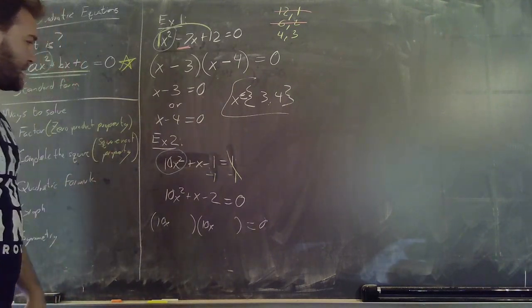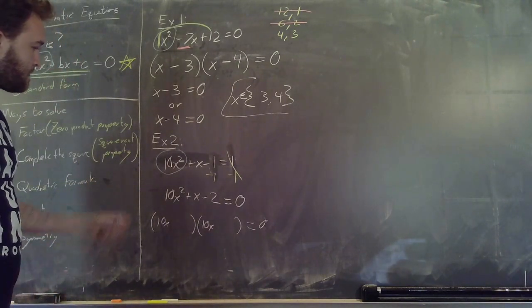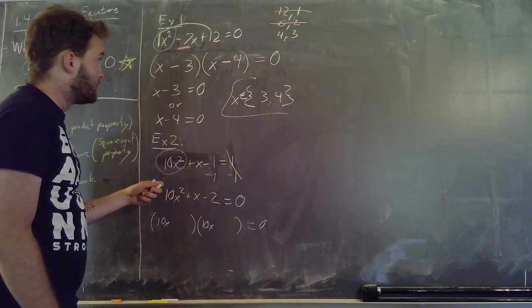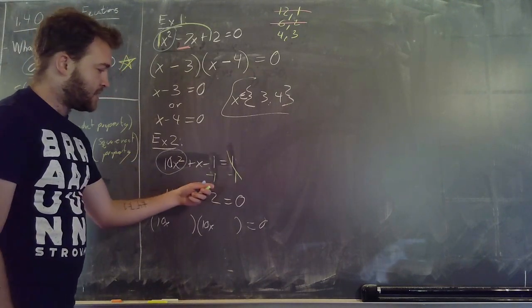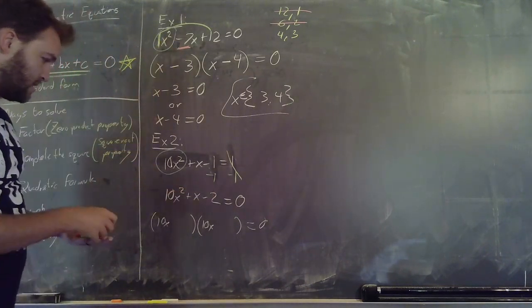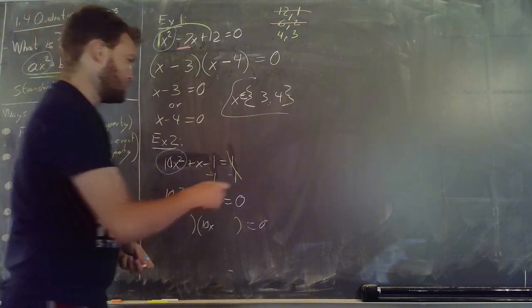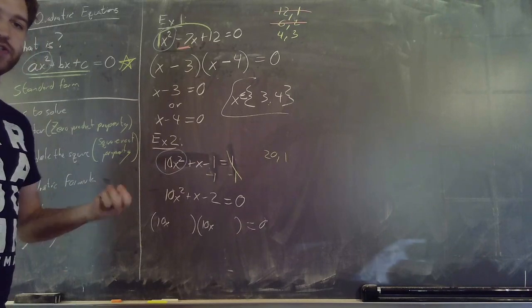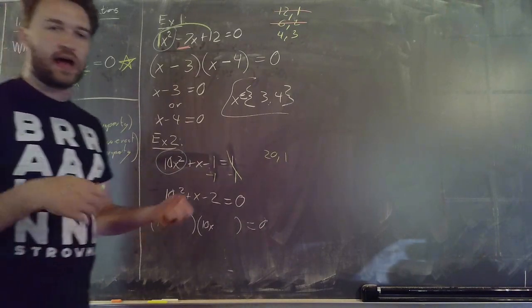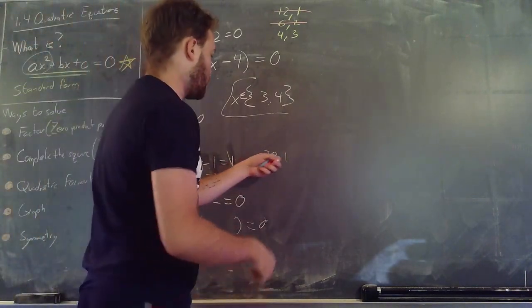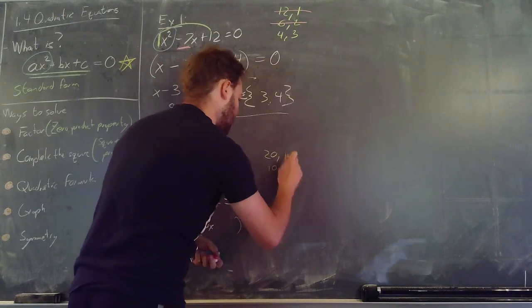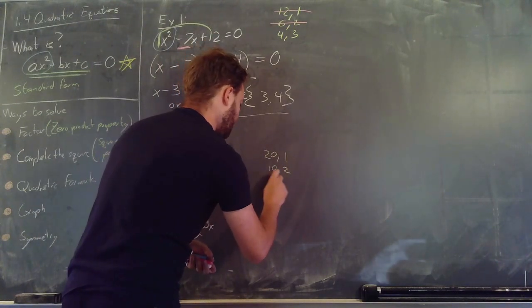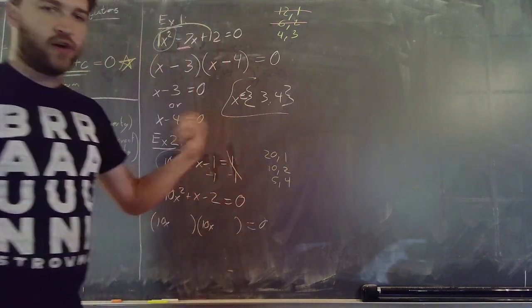Next, what I can do is multiply the leading coefficient by the constant, the same thing I did right there. So 10 times 2 will give me 20. And then remember, I'm listing pairs of numbers that multiply to make 20. And I want to try to do all of these. So I have 20 and 1, 10 and 2, 5 and 4, and if you have others, then of course you can do those.